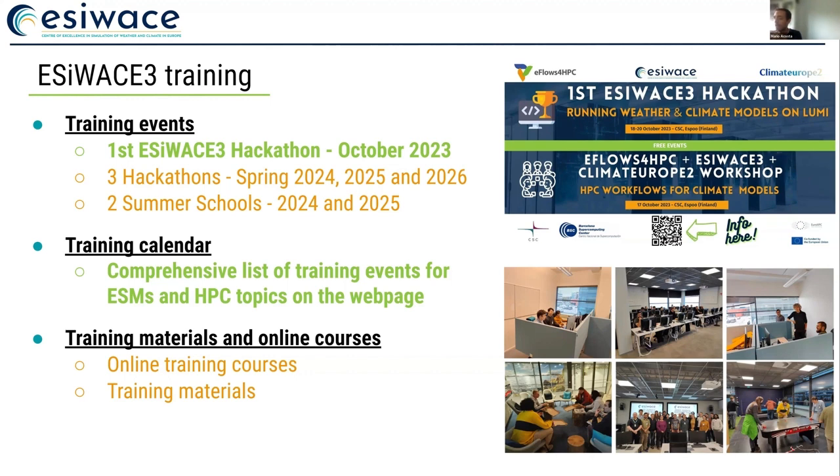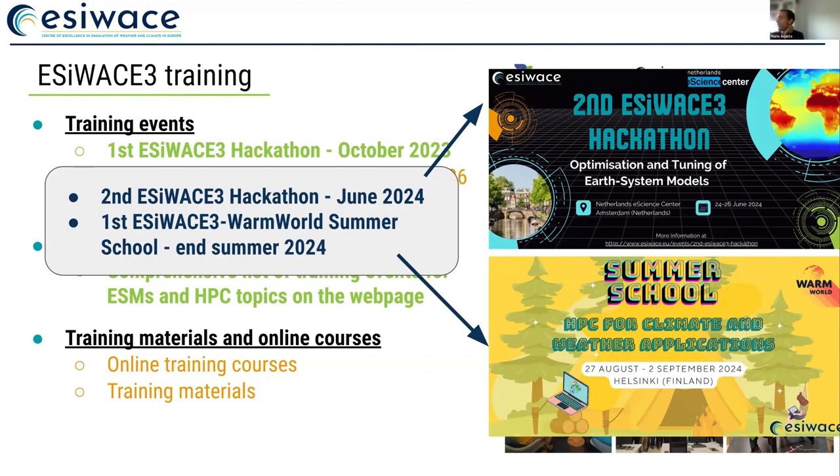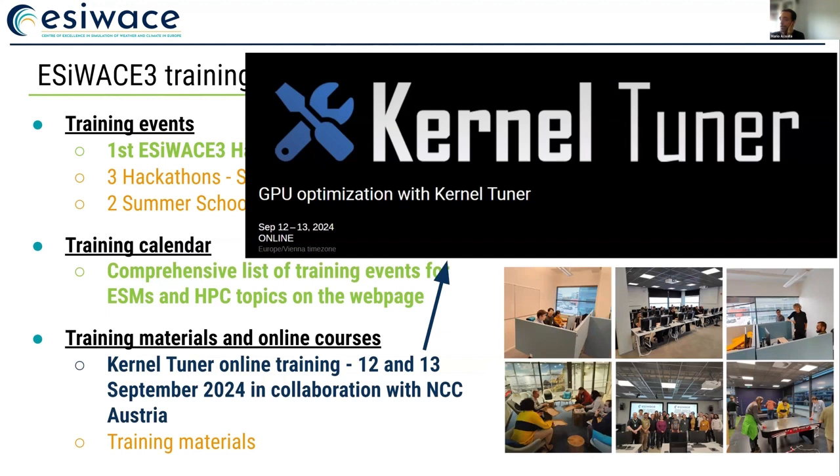We also have training material and online courses, actually also in collaboration with CASTIEL. There we try to spread all these online trainings that we can do, and also the expertise that we can offer to the community. As I said before, we have opened the second EasyWaste 3 hackathon, and also the summer school. So if you know someone who could be interested, they can apply for free. For online courses, for example, we have the kernel tuner, which is to understand performance on GPUs for CFD applications. We are doing this in collaboration with NCC Austria.